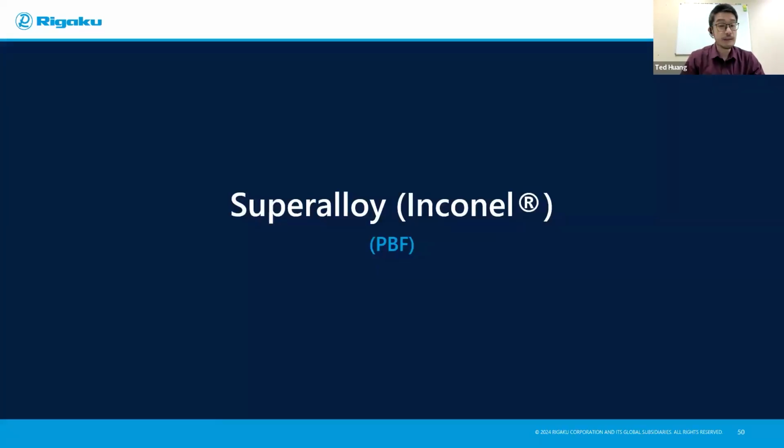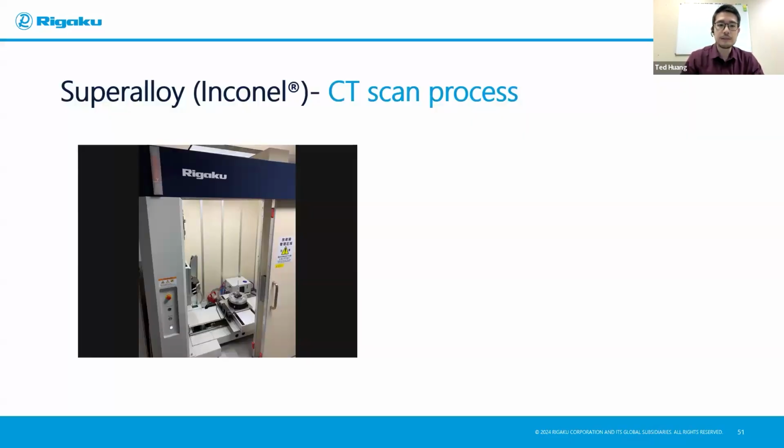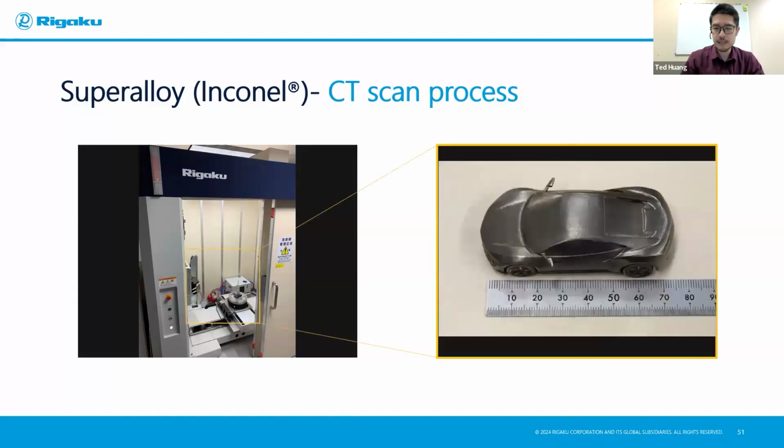Now we're moving to the last example I'm going to showcase today. This is again a metallic sample. It's an Inconel superalloy actually, using powder bed fusion. The example we have here, again, was scanned using the larger X-ray CT, the CP-Lab HV, sorry. And the sample here is a car. Well, it's not a real car, but it's a toy car printed using the Inconel superalloy.